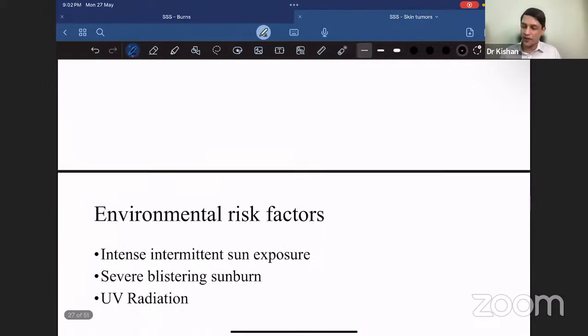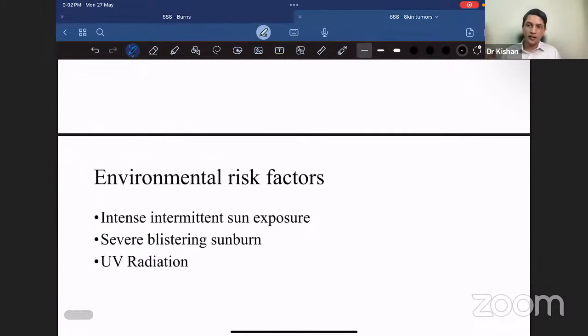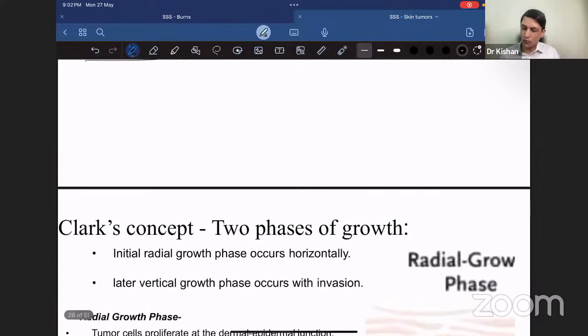Some of the environmental risk factors are intermittent or cumulative sun exposure, severe blistering sunburn, or long duration exposure to UV radiation. All these are the environmental risk factors for malignant melanoma.